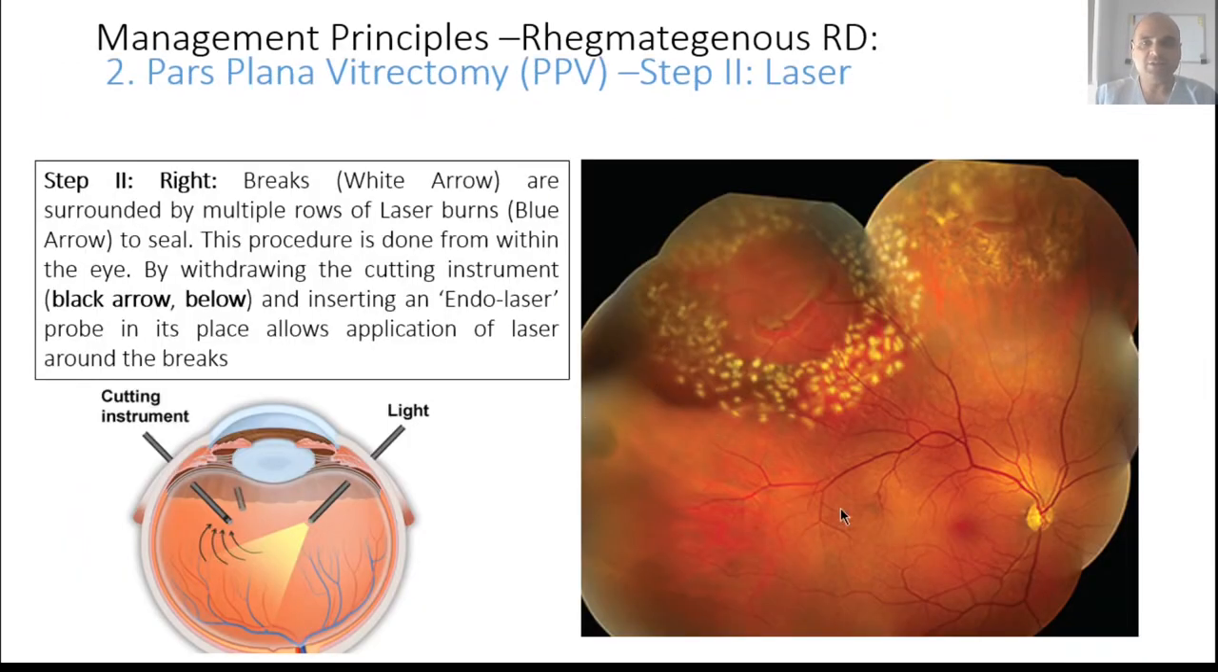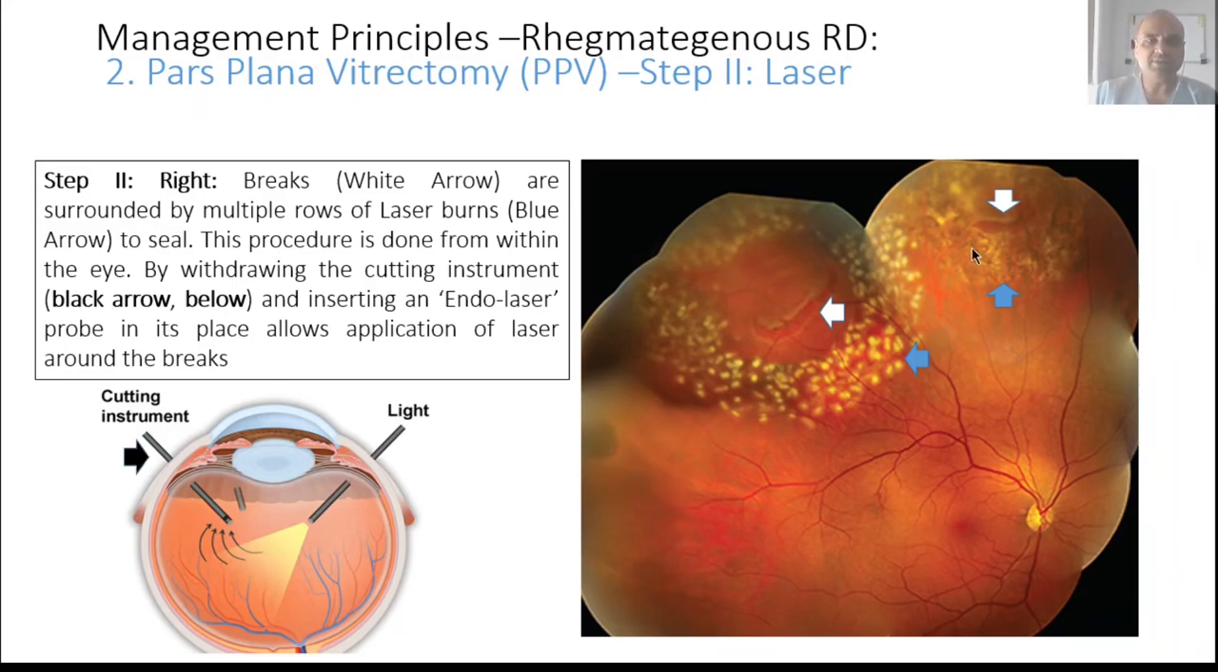And then these are the lasers that are applied around the breaks. As you can see, there are two breaks, and multiple rows of laser are applied around them. These lasers are going to fuse the RPE with the underlying choroid, so that these breaks can no longer allow fluid to seep through and cause a detachment.